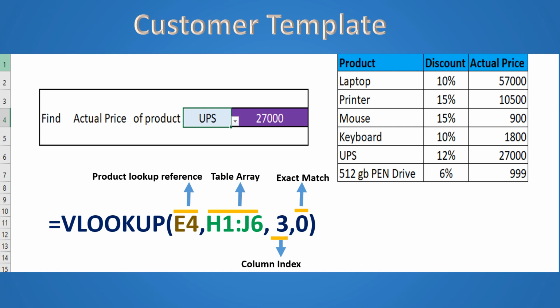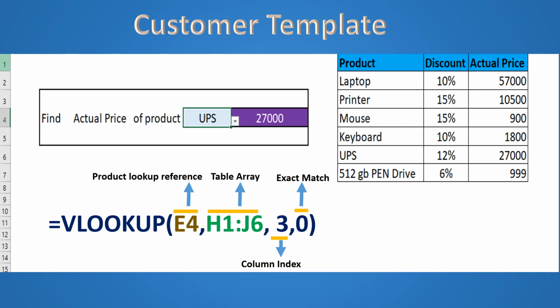Say for example, we created a template where the customer can select the product type to find the actual price of the product. So let us type the formula as equals VLOOKUP, bracket open, E4, which is the lookup value, comma, H1 to J6. This is the table array which starts at H1 and we select the end of the cell reference as J6, comma, third parameter. This is where we have to give the column index. The actual price column in our case is the third column from the product column, from where we are going to get the lookup value, comma, the last parameter 0.